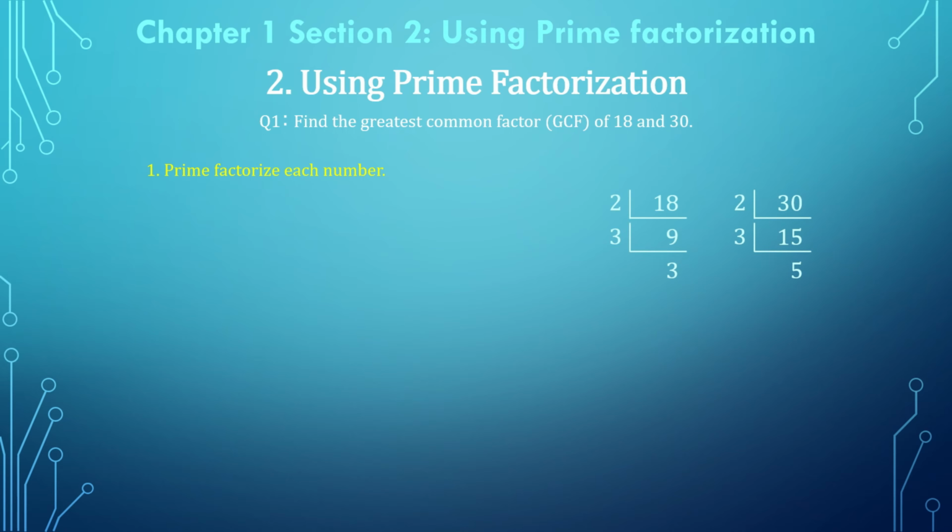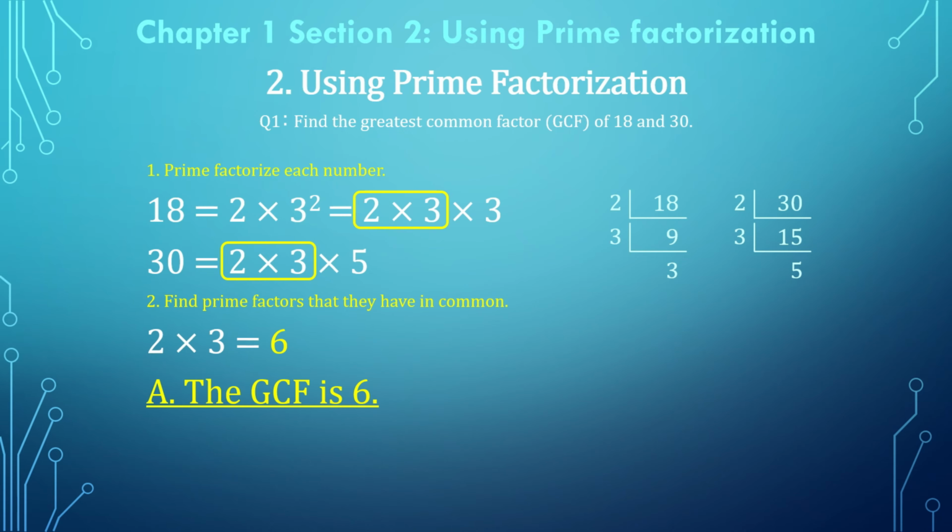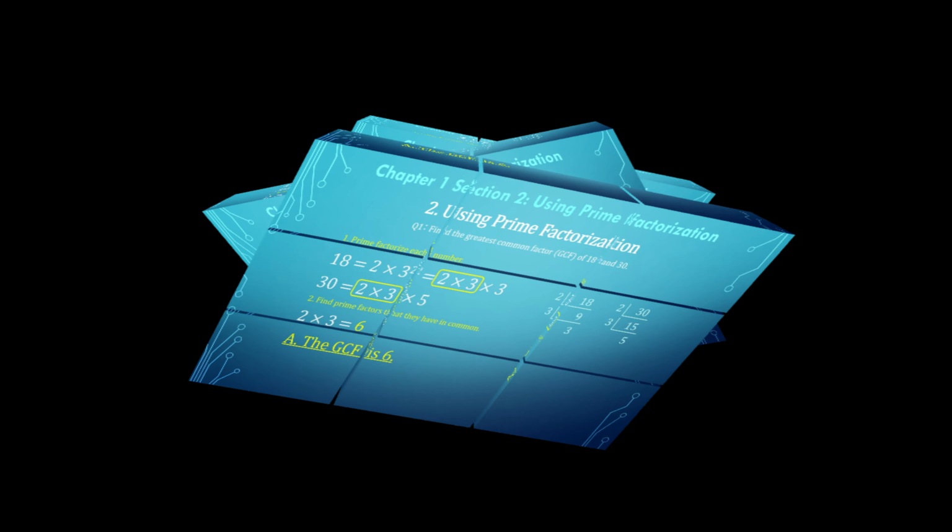We use the same example of 18 and 30 here. You have already learned how to find the prime factors. 18 is 2 times 2 times 3. 30 is 2 times 3 times 5. Then you find prime factors that each number has in common, which is 2 times 3, and 2 times 3 is 6, so the GCF is 6.